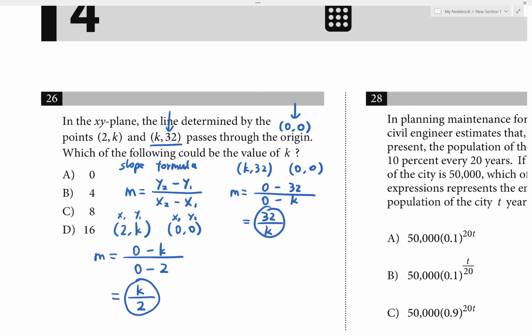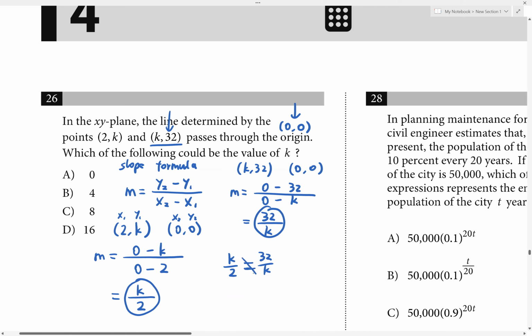And since all these points are on the straight line, all the slopes have to be exactly the same. So these two representing the slope should be equal to each other. To solve for k, we can say k over 2 has to equal 32 over k. Because they all represent the slope of the line, they should be the same. Then we can solve for k using this equation.